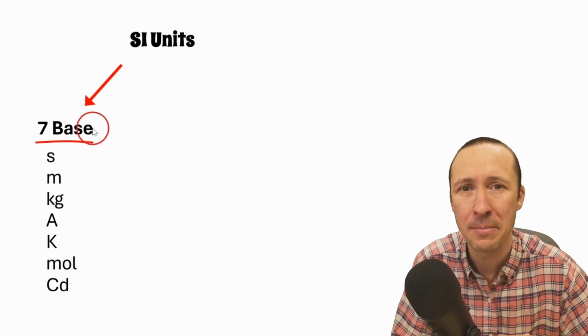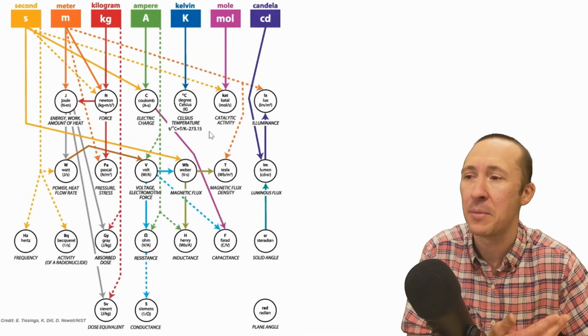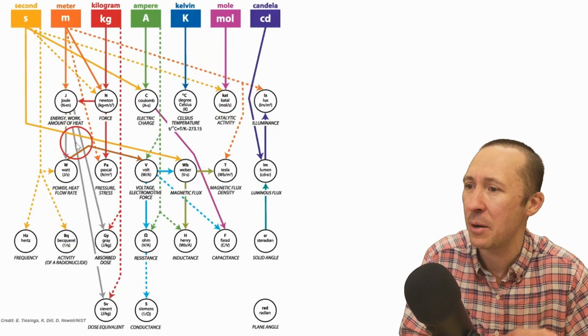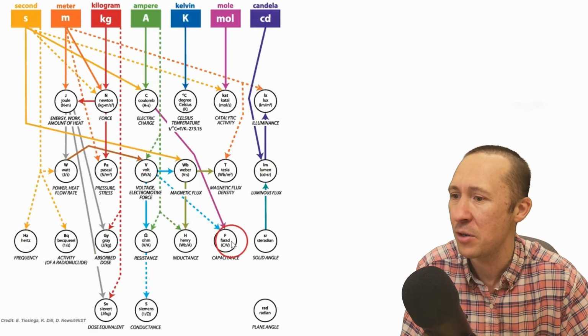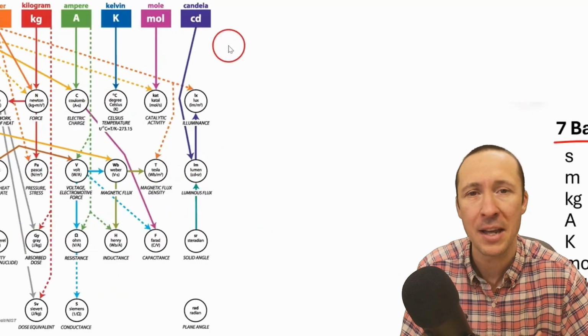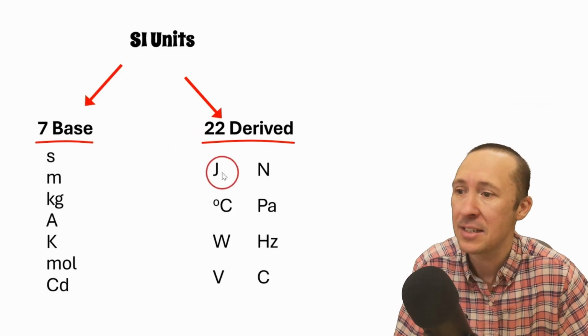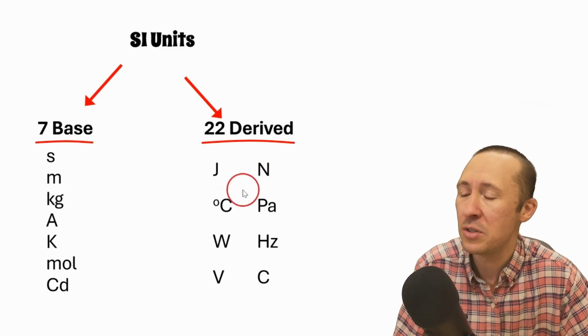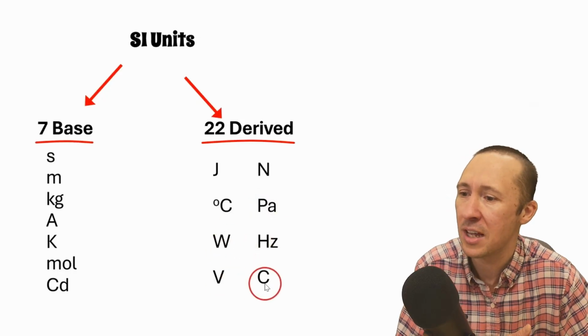Now, of those 7 base units, there are 22 derived units, which come from the base units. And these are the ones here. Now, we're not going to go over all of these, but just note that all of these derived units come from the base units. And the ones that we generally use in thermodynamics are joules, newtons, degrees Celsius, pascals, and then maybe watts, hertz, volts, and coulomb.